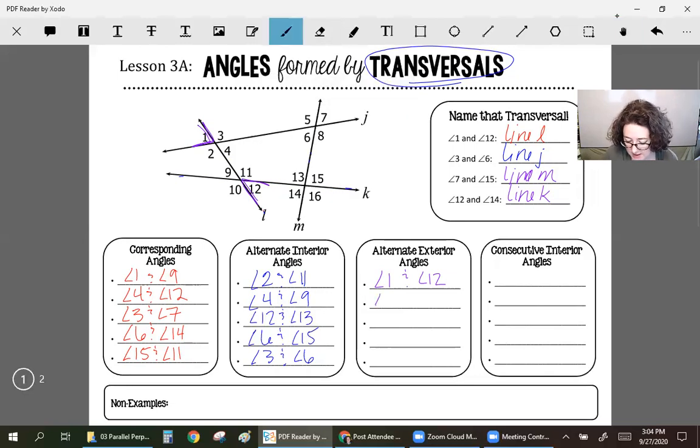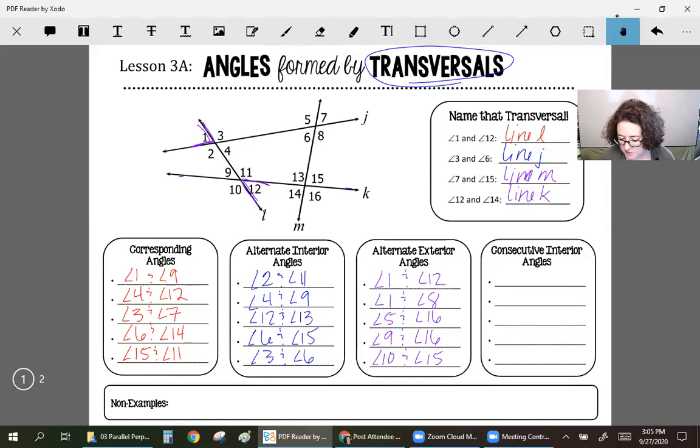Okay, here are some other pairs to check out. We could use angle 1 and angle 8. We could use angle 5 and angle 16. How about angle 9 and angle 16? Again, one's top, one's bottom. They're outside the two extra lines. Then one other pair. How about angle 10 and angle 15?